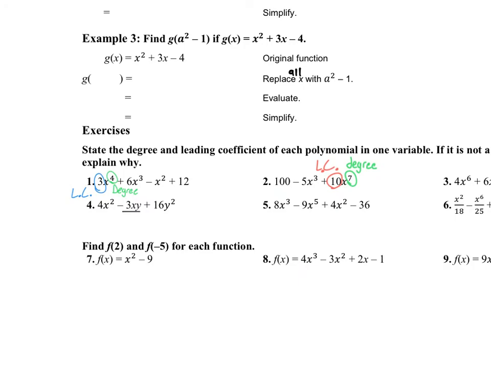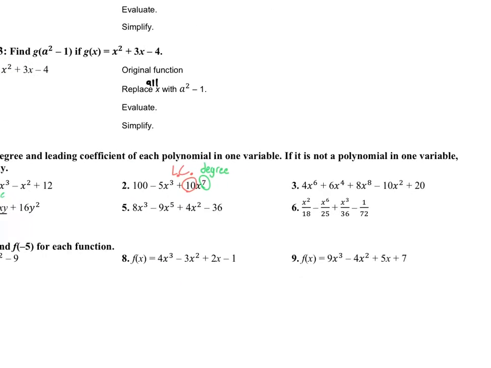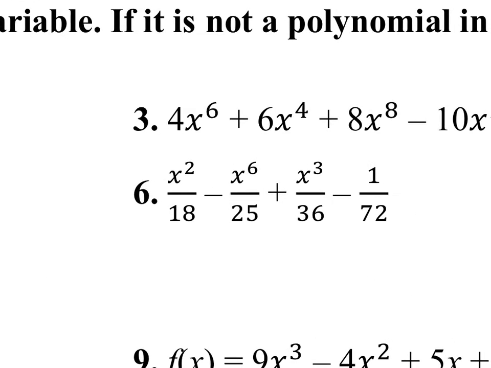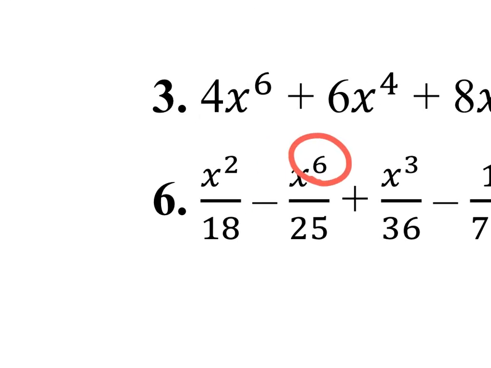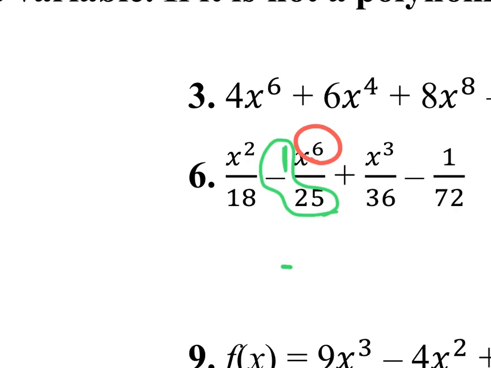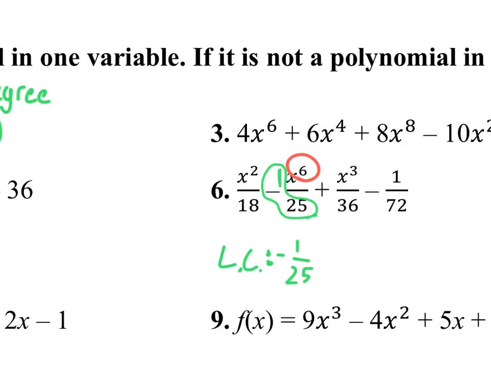So that's a pretty basic concept. I mean, even if it gets scary looking. What's the degree? Highest exponent. There's your degree right there. What's the leading coefficient? The number that's with the highest exponent, which in this case there's an invisible 1 in front of that x. So this one's leading coefficient is -1 over 25. All right, and that's all it is. Right, highest exponent, and then the number that's with the term with the highest exponent.